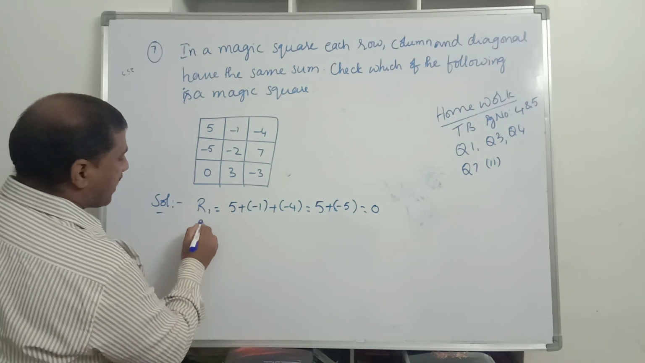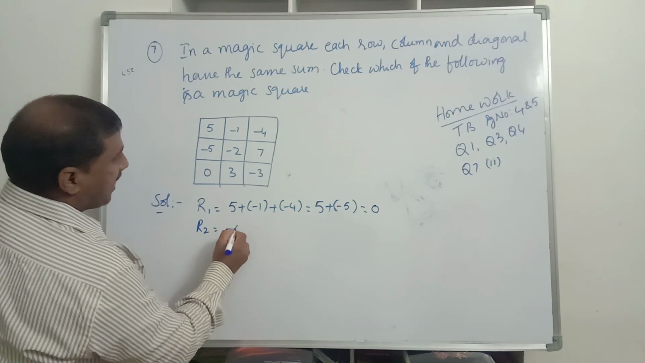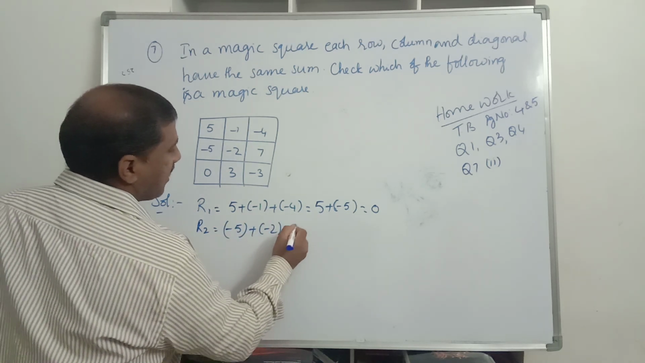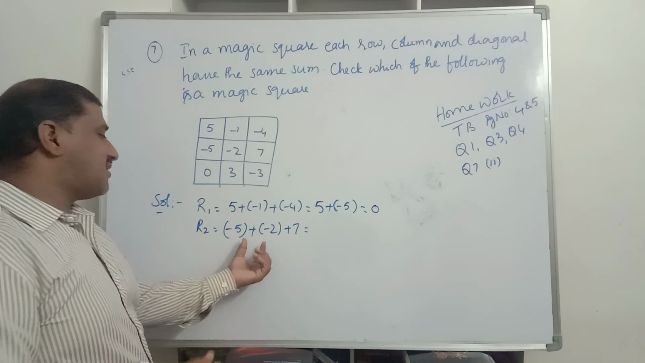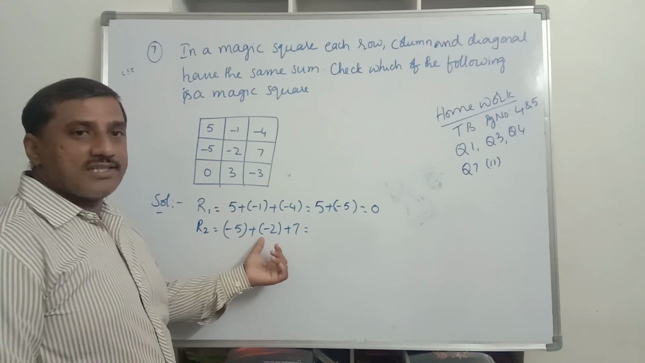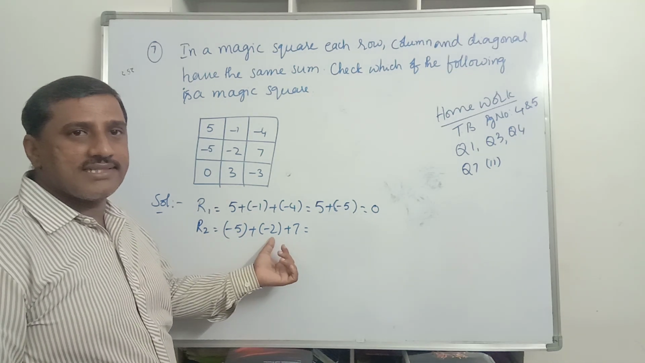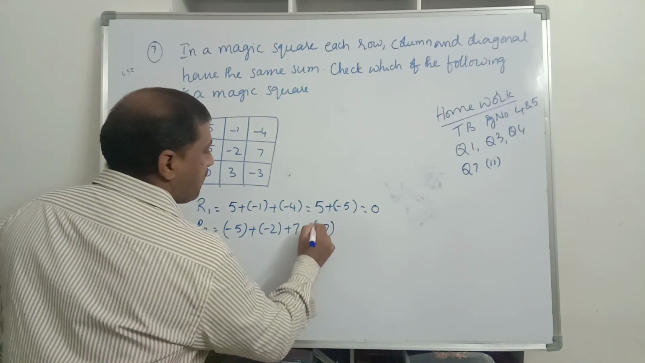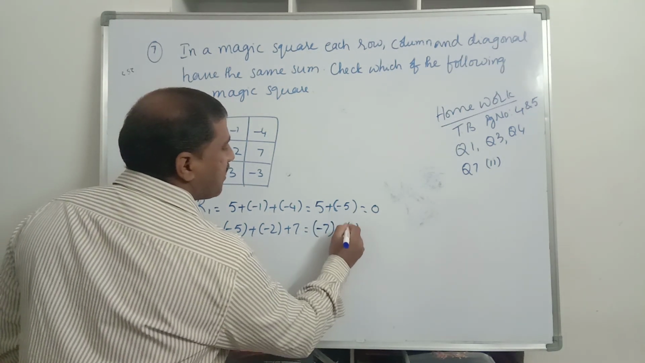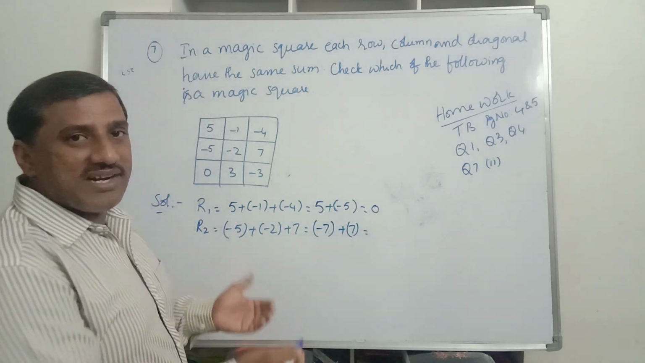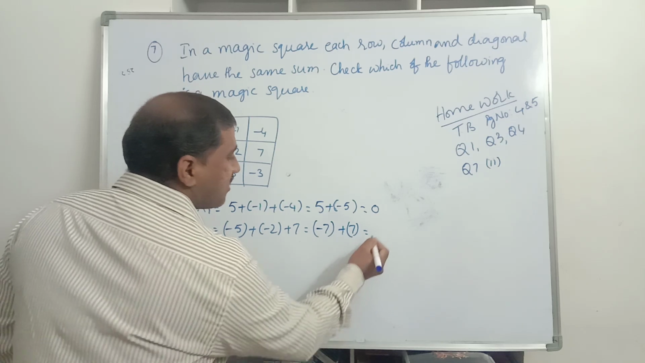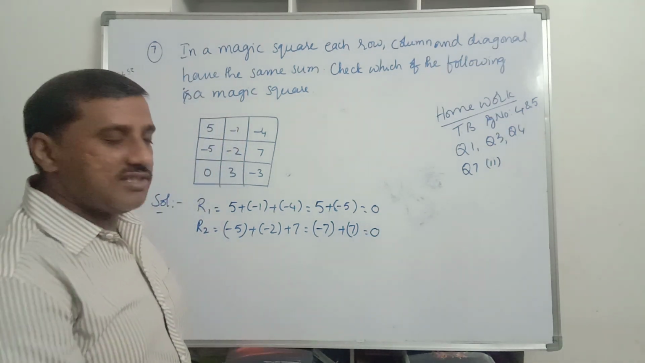Similarly, row 2, the second row numbers. That is -5 plus (-2) plus 7. Again here we have two negative integers. -5 minus 2. Add the two negative integers, the same sign is there. So we get -7 plus 7. Again two numbers with different signs. -7 plus 7 is equal to what? 0. Subtract the numbers, we get 0.